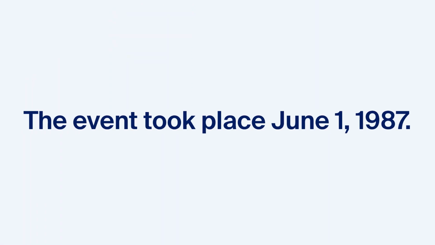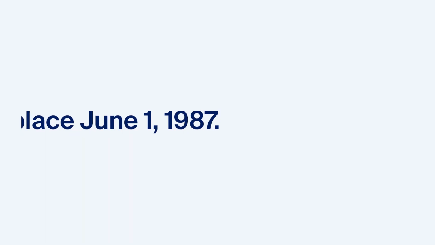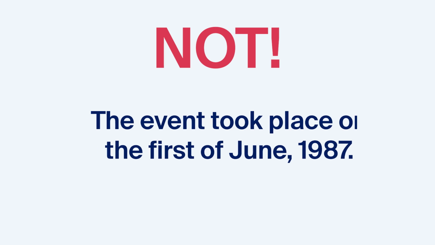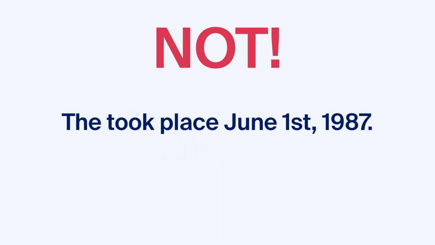Let's look at an example. The event took place June 1st, 1987, would be written June 1, 1987, period. Not the event took place on the 1st of June 1987, or the event took place June 1st, 1987, written as 1 followed by ST.